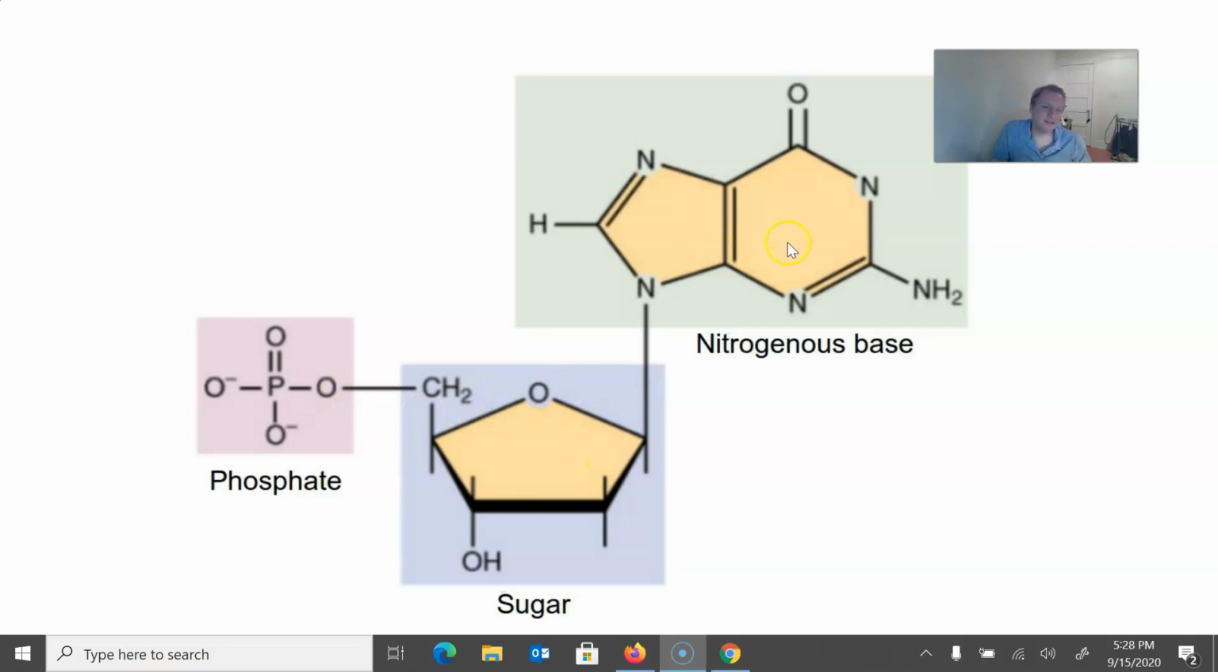Phosphate, sugar, nitrogenous base. This is a nucleic acid. This is a nucleotide, I think, technically, but I would give you more than this. I'd give you phosphate, sugar, as the pattern describes. I'd show more nitrogen bases, or nitrogenous bases. But this is a nucleic acid. Phosphate, sugar, it's pretty obvious.